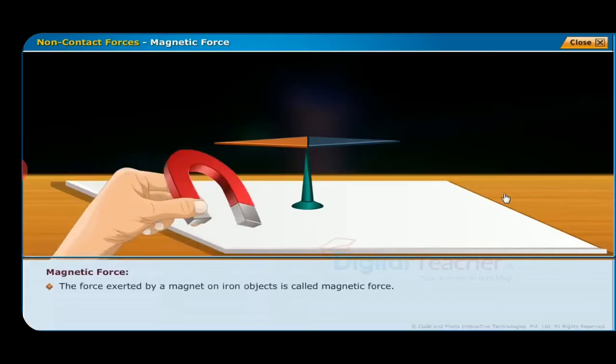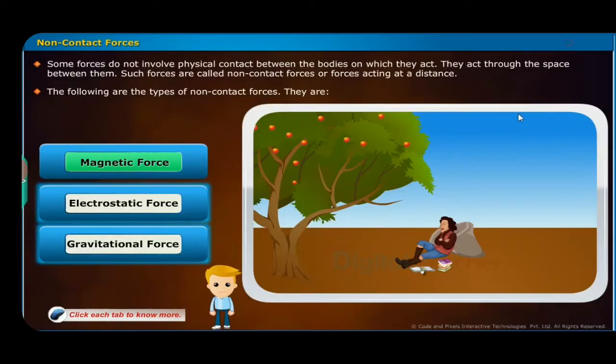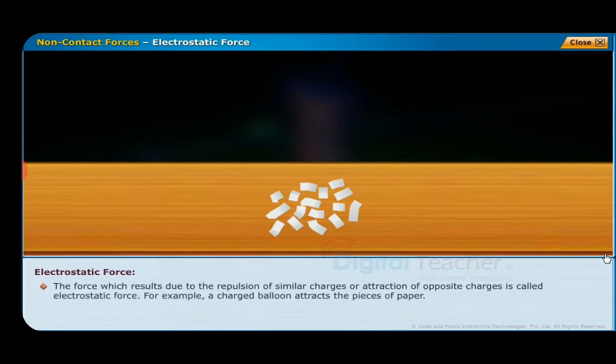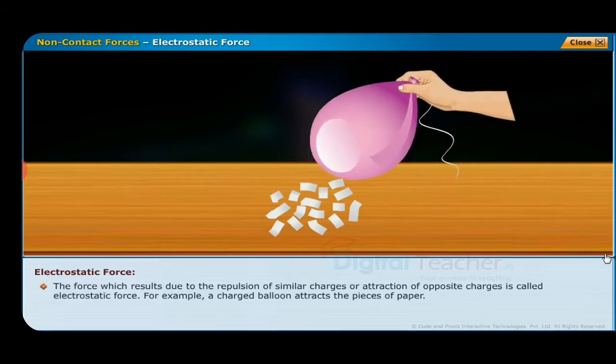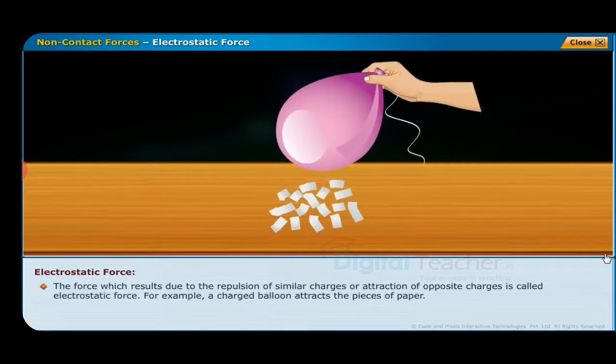The force exerted by a magnet on iron objects is called magnetic force. The force which results due to the repulsion of similar charges or attraction of opposite charges is called electrostatic force. For example, a charged balloon attracts the pieces of paper.